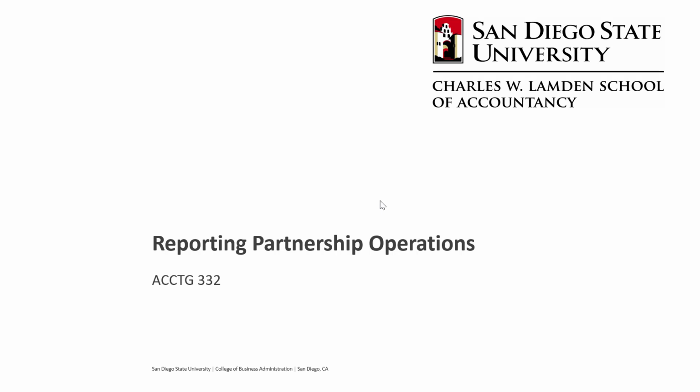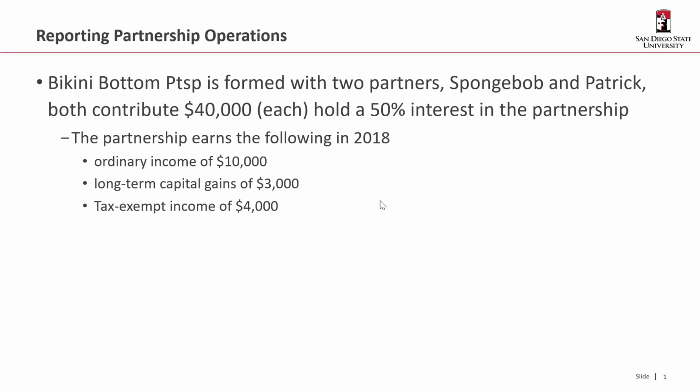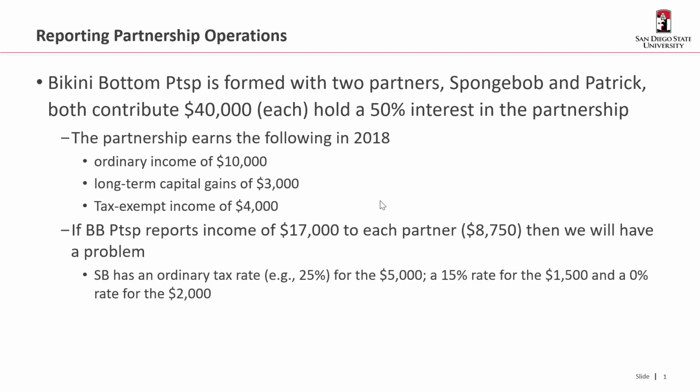Welcome to Video 20D. In this video we're going to talk about how the operations of the partnership are reported for tax purposes. So let's start with Bikini Bottom Partnership, formed with two partners, SpongeBob and Patrick. Both contribute $40,000 each and hold a 50% interest in the partnership. And let's assume the partnership earns the following: ordinary income of $10,000, long-term gains of $3,000, and tax-exempt income of $4,000. And of course, this would be split half and half between SpongeBob and Patrick.